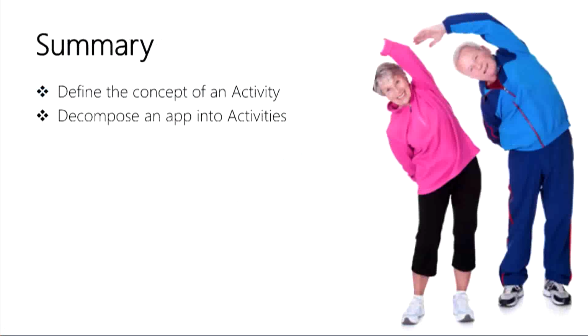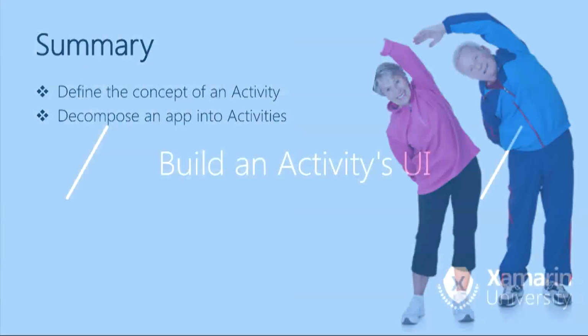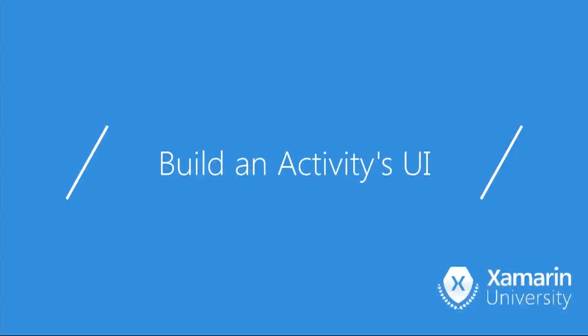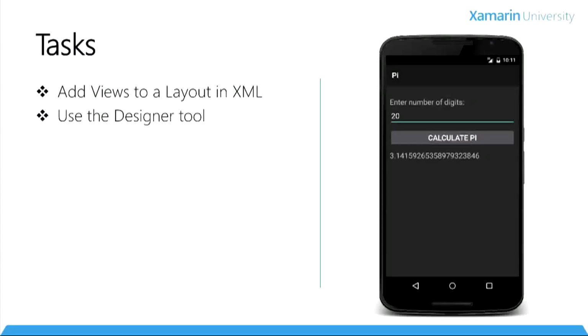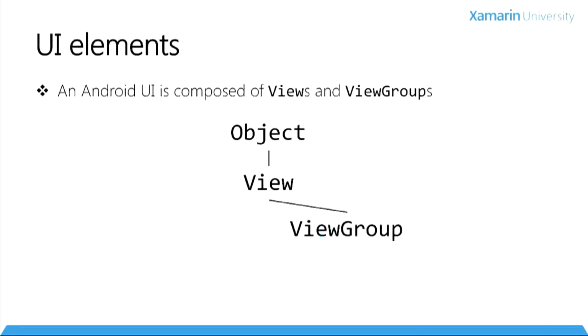So one of the core things that you're going to do in Android when you're developing an app, and this is true for native Android and Xamarin.Android, one of the first things you need to do is decompose your app into activities. Our third task is to build the UI for an activity. We'll do this two ways, both by hand coding XML and using the designer tool. Here's some theory to get us started.